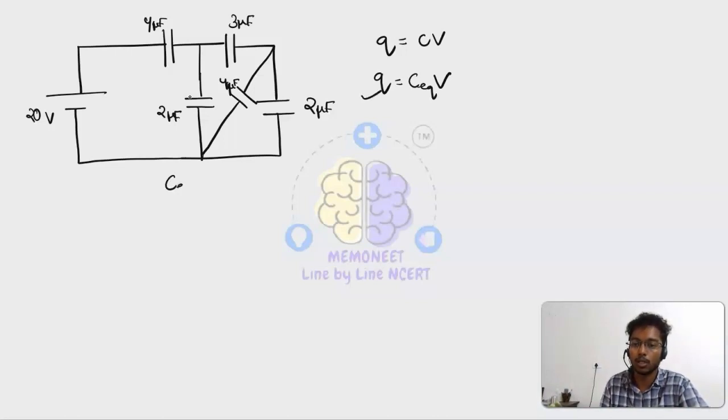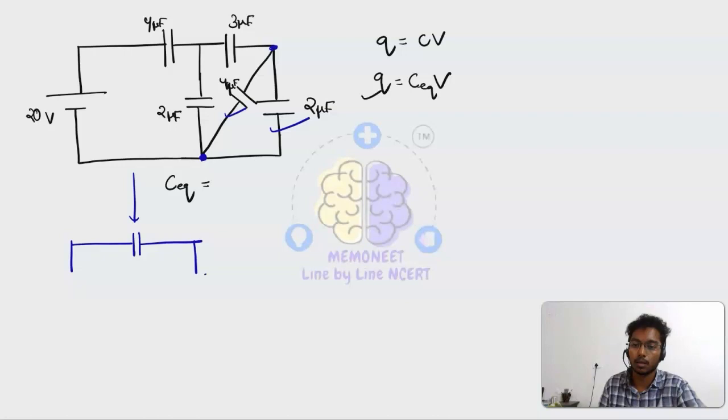So C equivalent is equal to, here the first two are in parallel condition because they are joined from two common points. In the parallel I have told you that the capacitances just add up, that is 2 plus 4, that is 6.